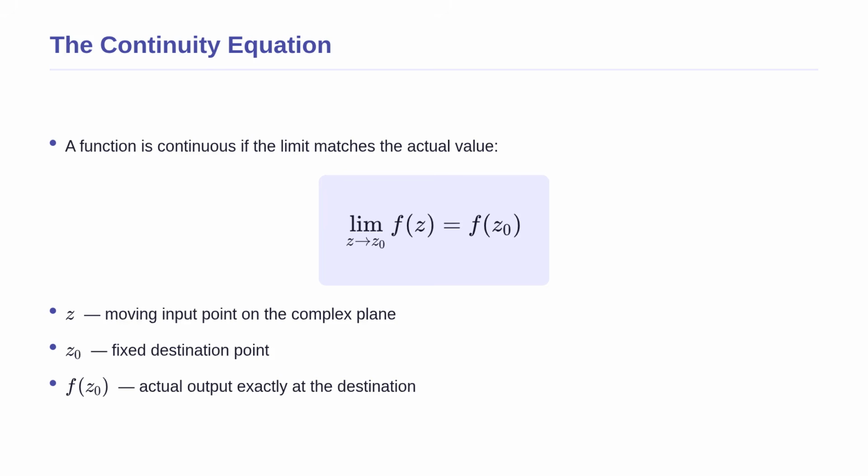This brings us to the mathematical equation for continuity. Conceptually, this formula simply states that the expected approach perfectly matches the actual destination. Let us break down the symbols. The variable z represents our moving input point on the complex plane, while z0 is our fixed destination point. The left side is the limit, describing the process of shrinking the distance between z and z0 down to 0. The right side, f of z0, is the actual output exactly at the destination. If z approaches from a different angle and gives a different result, the equation fails and the function is broken.